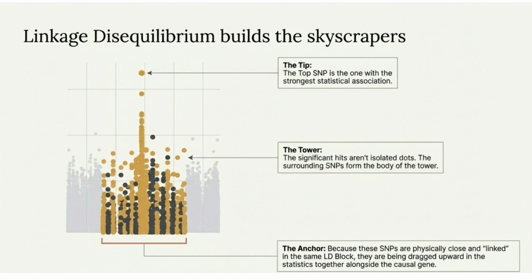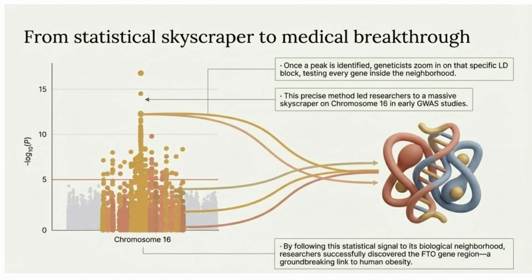This is how major discoveries are made. For example, some early studies found this huge skyscraper on chromosome 16. Researchers knew that was their target. They zoomed in on that specific LD block, that one genetic neighborhood, and by testing the genes inside, they discovered the FTO gene region, a groundbreaking, undeniable link to human obesity. All from a single statistical blip that pointed them in the right direction.